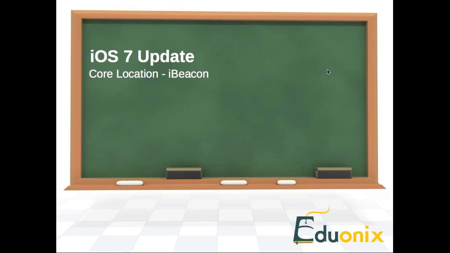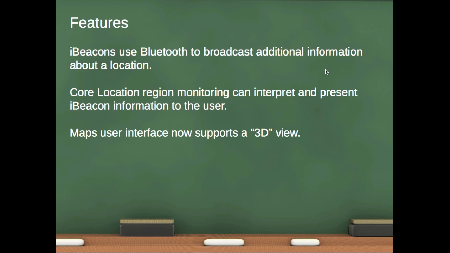Hi, today we're going to talk about iBeacon, which is one of the really significant changes to CoreLocation in iOS 7. The CoreLocation and MapKit changes that have happened in iOS 7 are significantly iBeacons, which use Bluetooth to broadcast additional information about a location and to receive that information.